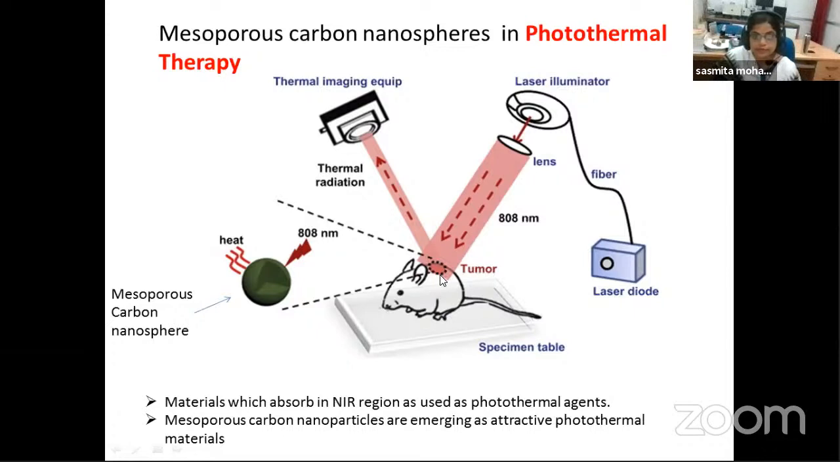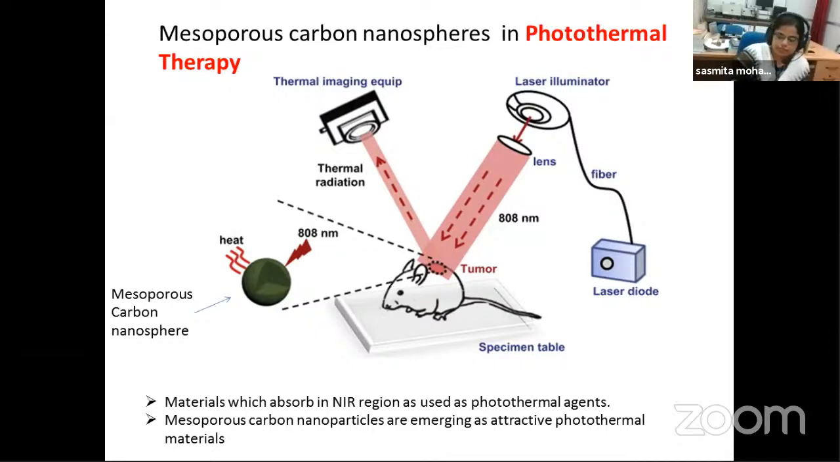Another fact is that if the material is fluorescent under NIR laser, then simultaneously we can also see in which area the killing effect is induced. And carbon materials are excellent NIR absorbers. Normally, the materials which absorb in the NIR region are used as photothermal agents. Mesoporous carbon materials are excellent photothermal agents. Our research group has recently explored this. Mesoporous carbon particles are emerging as an attractive photothermal material because mesoporous carbon is a material generated by the self-assembly of tiny carbon nanoparticles.